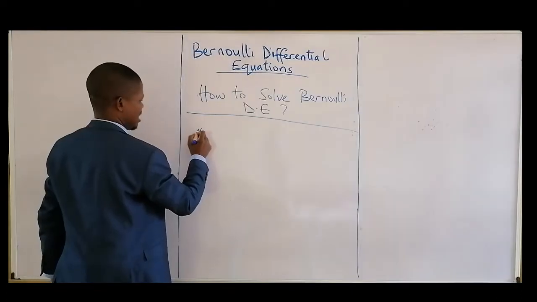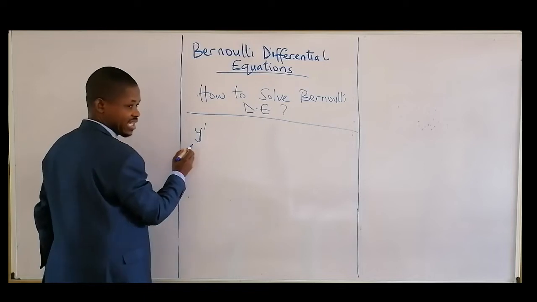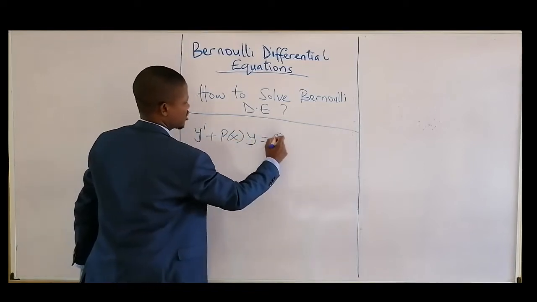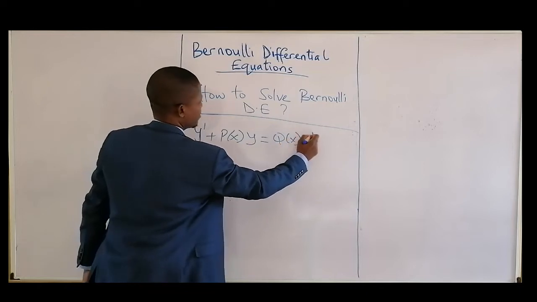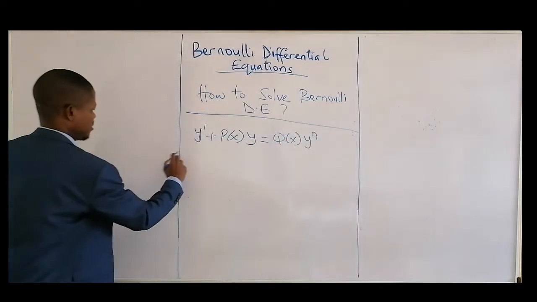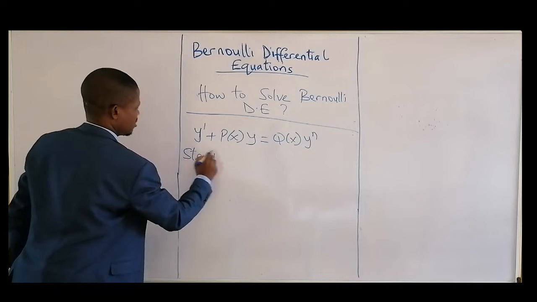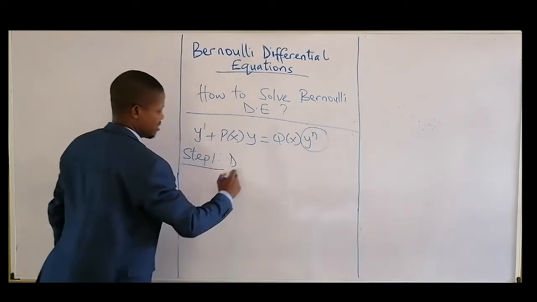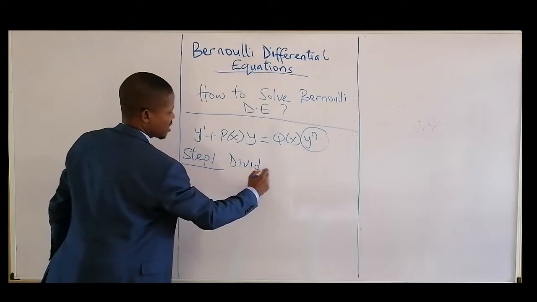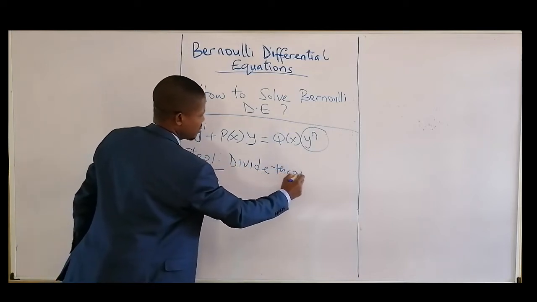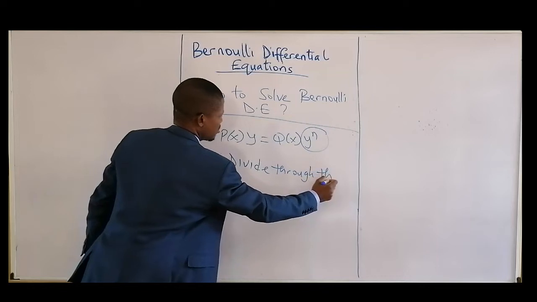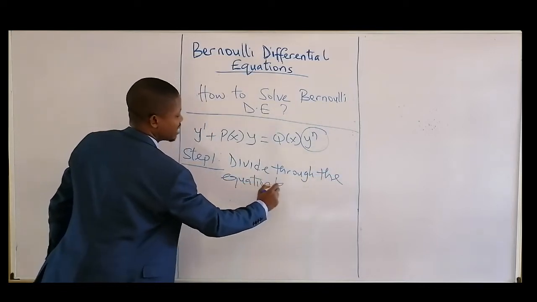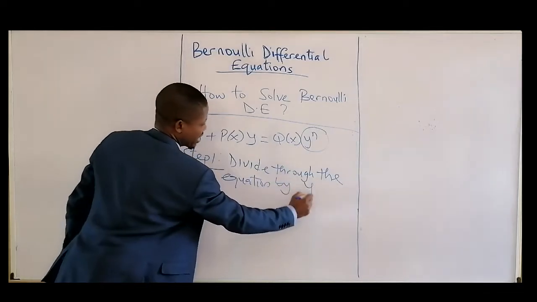It is dy/dx plus p of x y equal to q of x y^n. Okay? Step 1 in solving it: divide through the equation. Divide through the equation by this one, y^n.